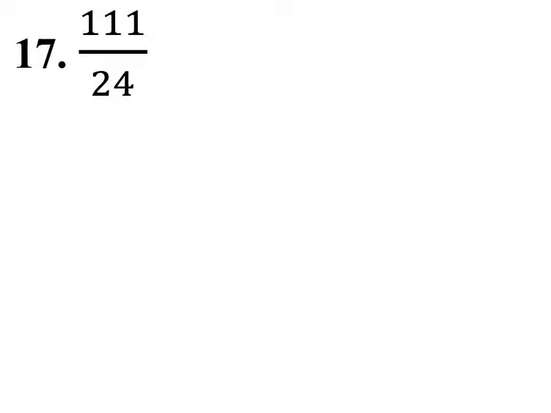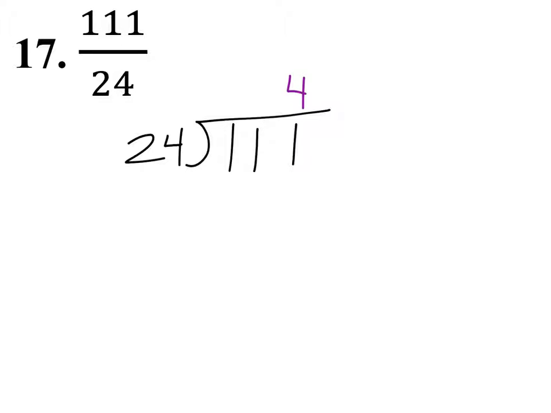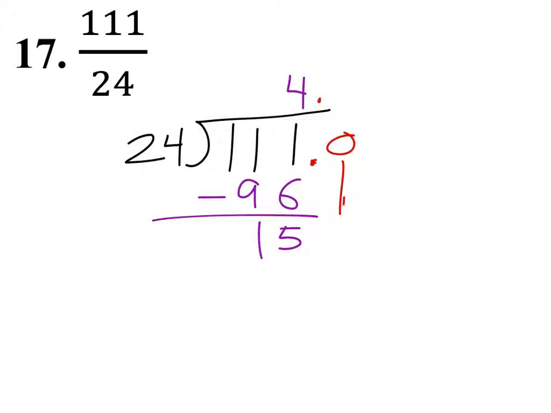So this is 111 divided by 24. 24 will go into 111 4 times. So that gives us 96, and I have 15 remaining after I subtract. So I am going to need the decimal value. Drop this down and make this 150. And 24 will go into 150.